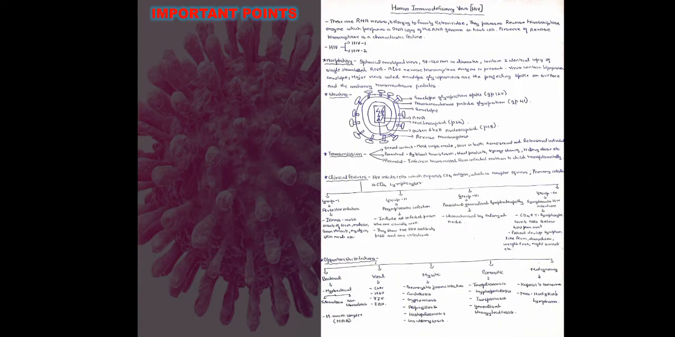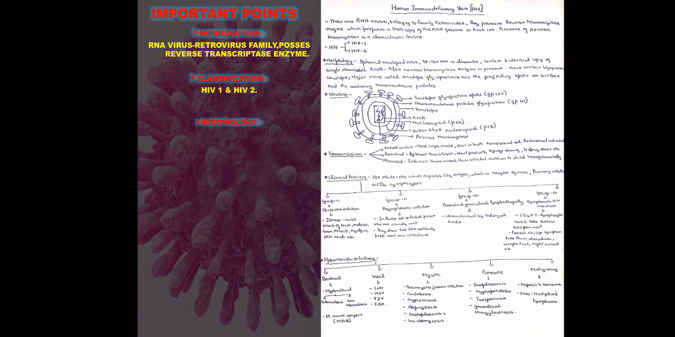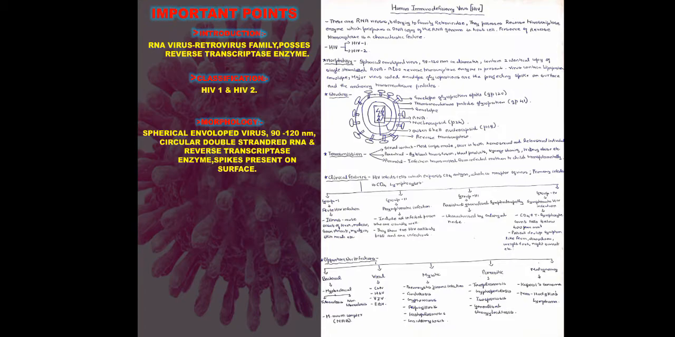So just to revise the end, the introduction would include that it's an RNA virus, which is a retrovirus family that possesses a reverse transcriptase enzyme. The next one would be the classification, that is HIV1 and HIV2. The morphology would be a spherical enveloped virus, 90 to 120 nanometer, circular double stranded RNA, with reverse transcriptase as the enzyme, and spikes present on the surface. The next one would be the antigenic structure, which contains RNA, glycoprotein envelope, the nucleocapsid, and the reverse transcriptase enzyme.